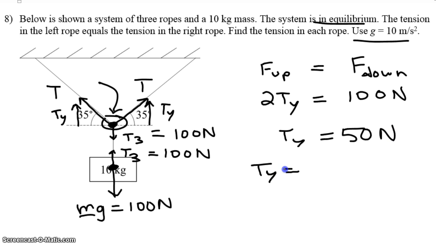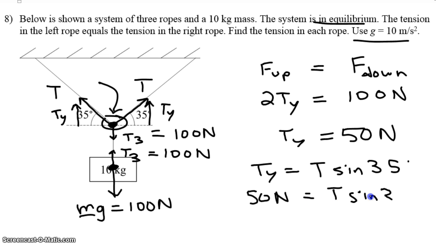And then we can find the tension, T, in the left and right ropes. The tension, Ty, the y component of tension, equals the hypotenuse T times the sine of 35. So if you replace Ty with 50, we have a simple equation. And how many newtons big is the tension? Let's see. Trusty calculator, Mr. Buttons. 50 over... There it is. You knew I was going to do it. 87 is our answer.